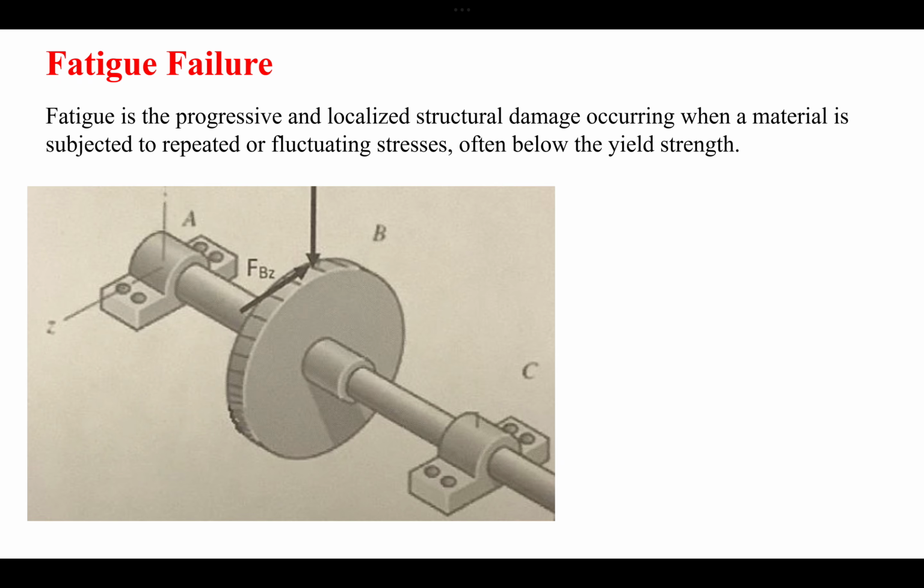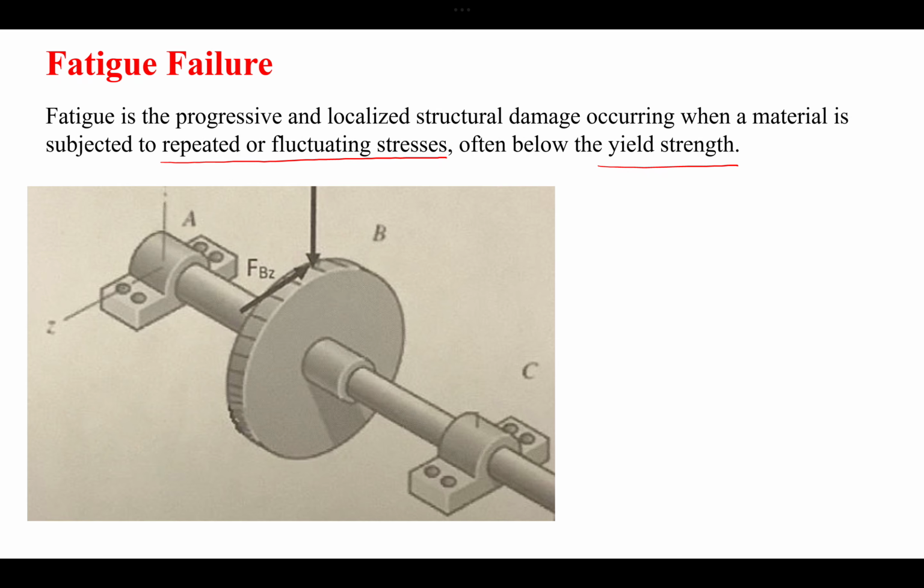Okay, so fatigue failure is actually a progressive and localized structural damage occurring when material is subjected to repeated, so very important, repeating and fluctuating stresses, often below the yield strength. So the fracture occurs even below the yield strength. You do not have to apply the ultimate stress to actually get the material failed.